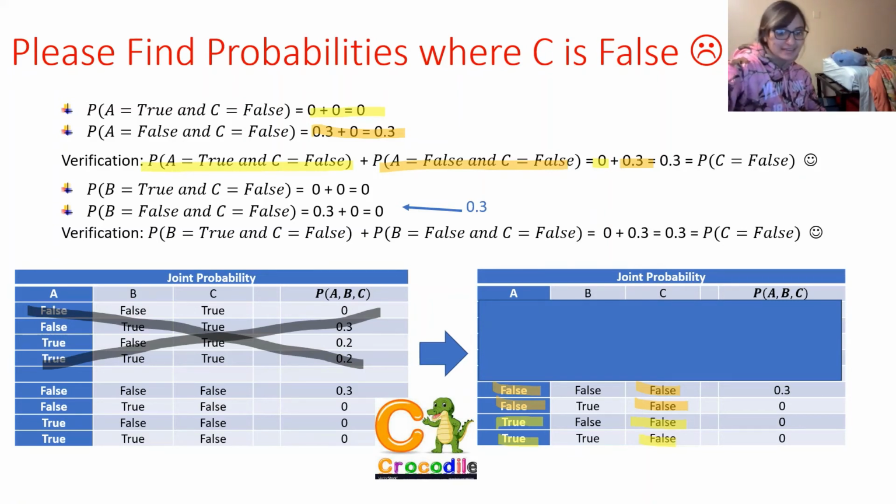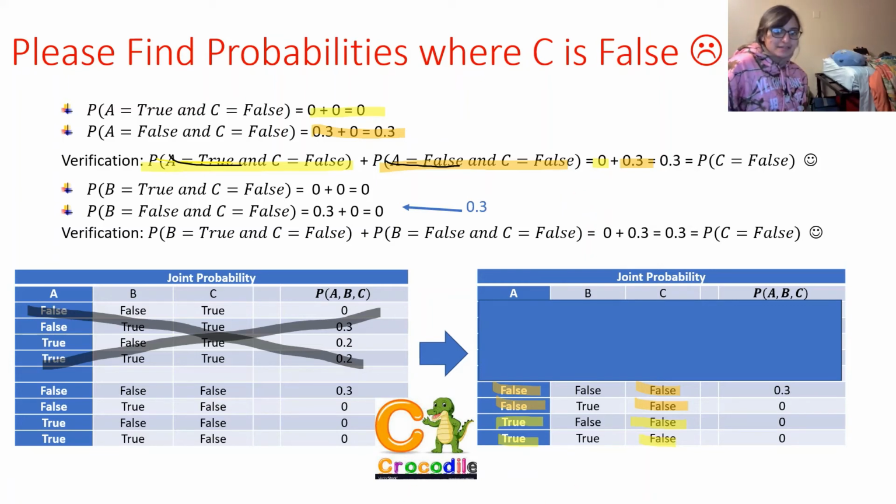And when you're doing this, because we're adding A is true plus C and A is false plus C, essentially we're just controlling for A's both values. And it's just the same thing as probability C is false, because A can be true or false. So adding them up together essentially negates us focusing on A.